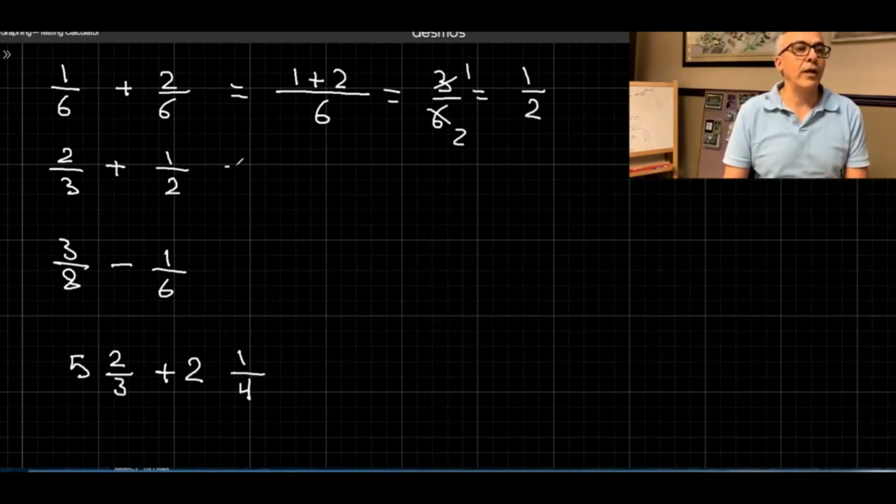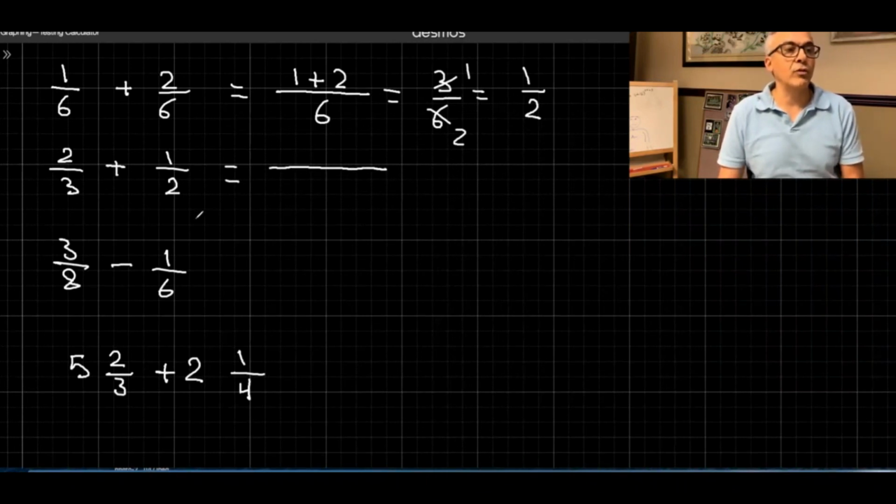Now, how about this one? This one here, there's no common denominator. So you have to look for the lowest common denominator. How do we do lowest common denominator? You go to the biggest denominator right here, which is the 3. And you see if the 2 goes into 3 evenly. No, it doesn't. So you go to the next multiple of 3, which is 6. Does 2 go into 6? Yeah, 2 goes into 6. So therefore, 6 is my lowest common denominator.